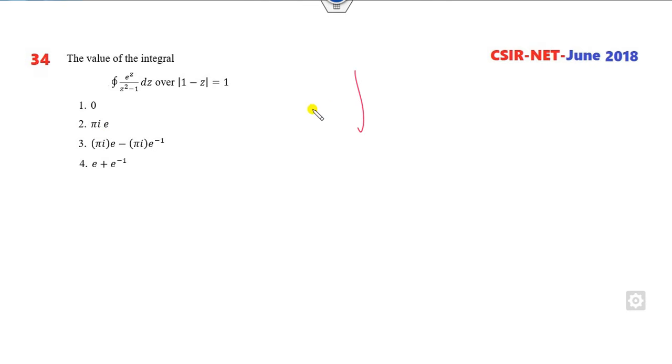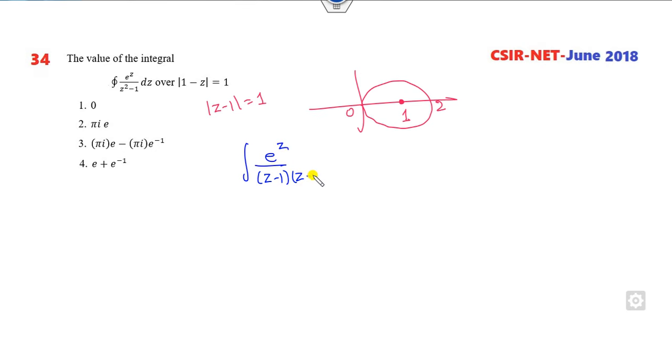Again this is the same kind of question. The center I can write as z minus 1 is 1, center is 1, radius is 1, so it will be from 0 to 2. So look at the function e raised to power z over z minus 1, z plus 1. If I take this as 0, z will be 1. If I take this as 0, z is minus 1. And at both these points, the numerator is constant.